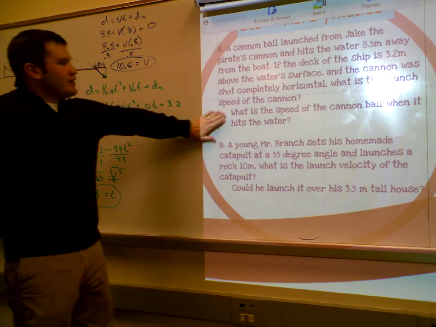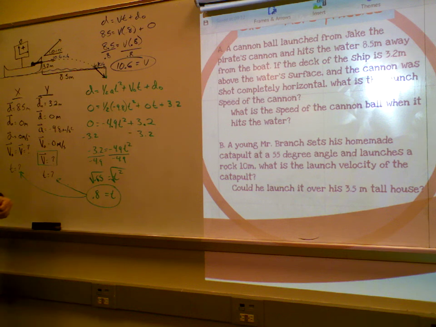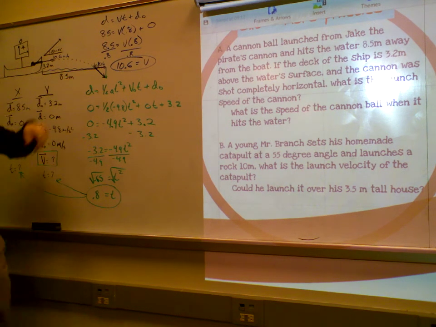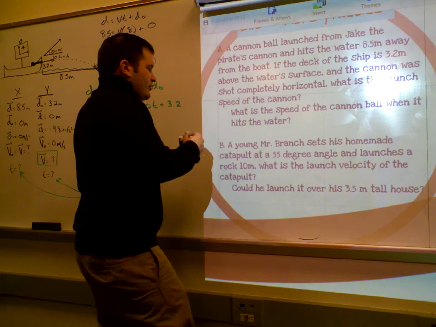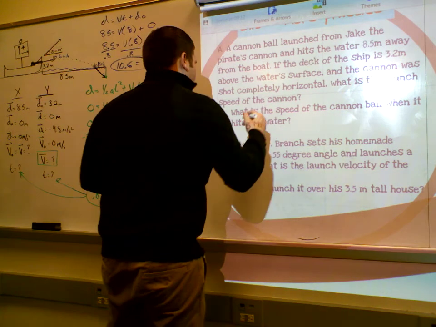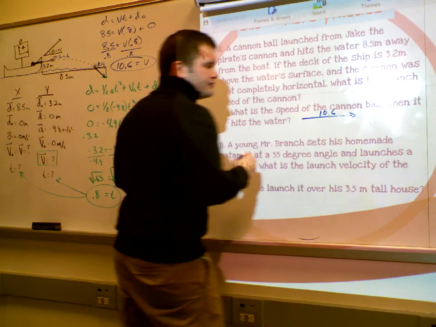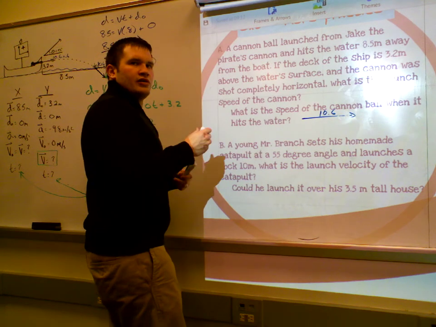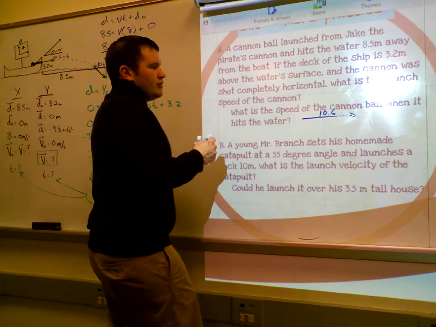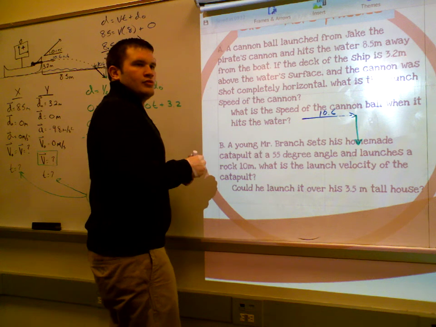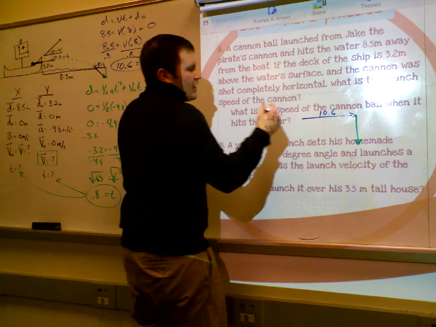All right. Next part of this question. What is the speed of the cannonball when it hits the water? So we are going to zoom in on this picture right here. Kyle told us that this x component right here is 10.6, right? Now, we also have a green vector which represents our y. And the black vector is the hypotenuse.